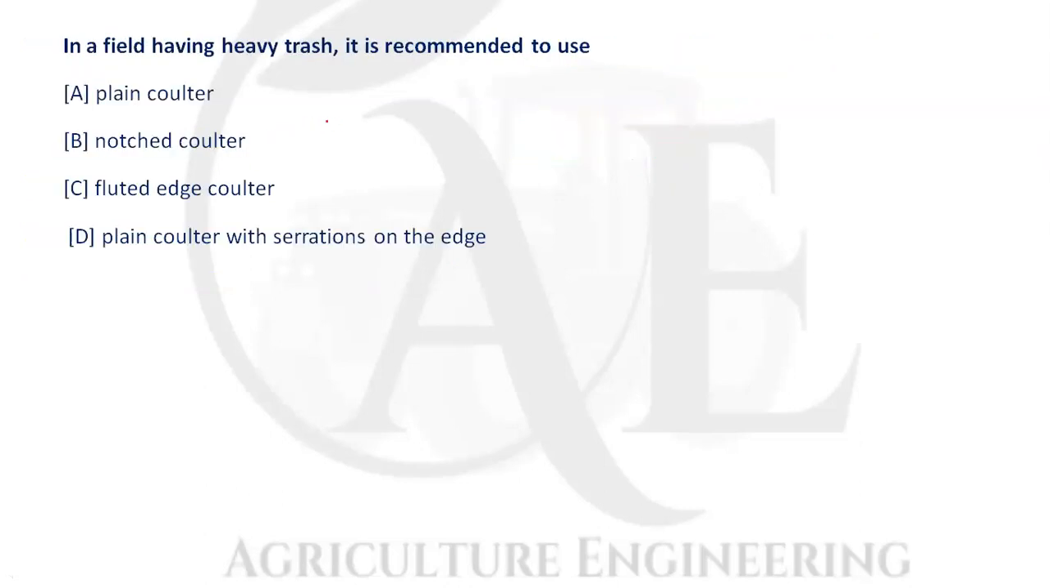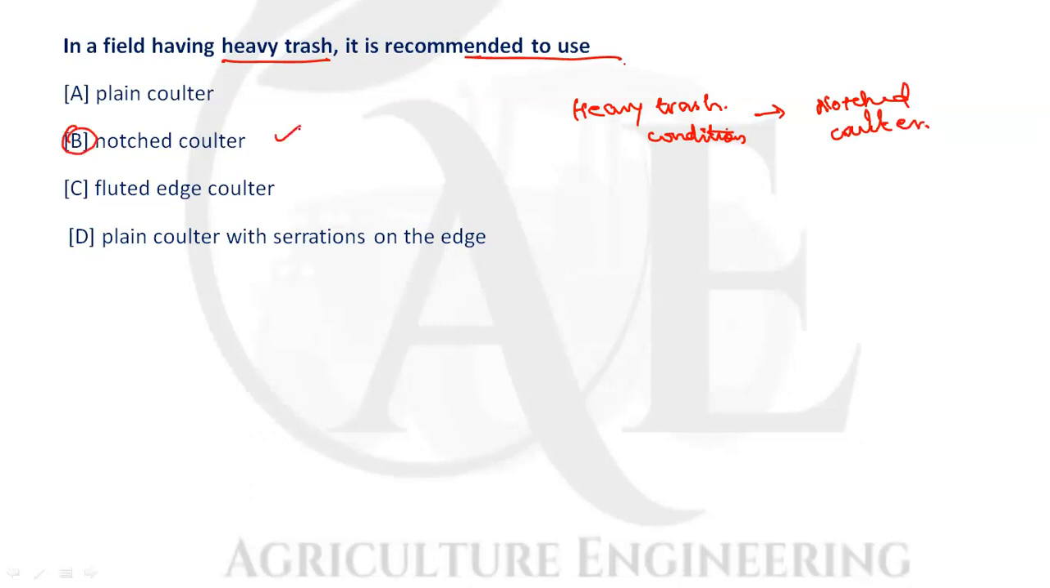Next question. In a field having heavy trash, it is recommended to use. What type of coulter do we want to use for the heavy trash condition? We can use the notched coulter. So here option B is the correct answer.